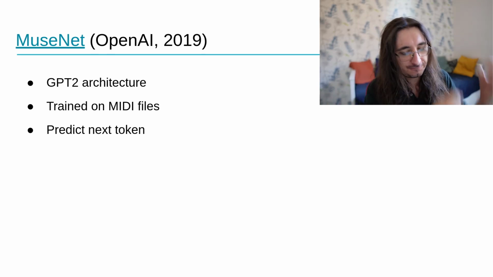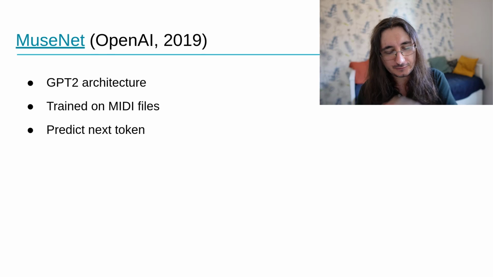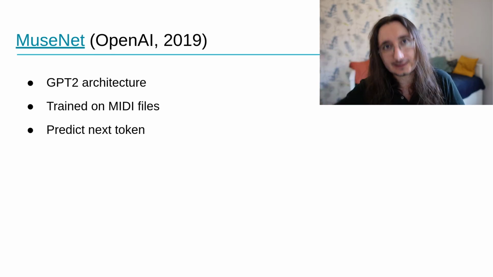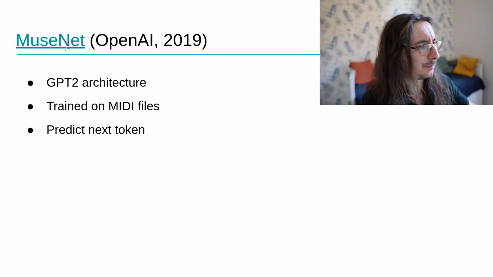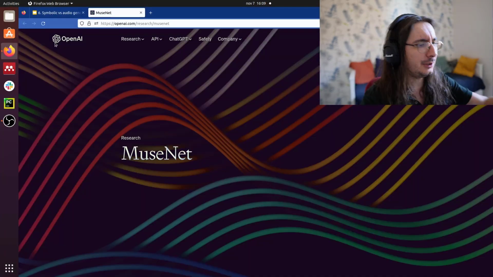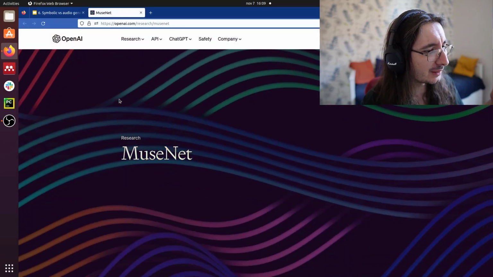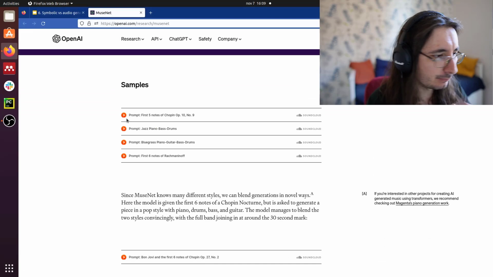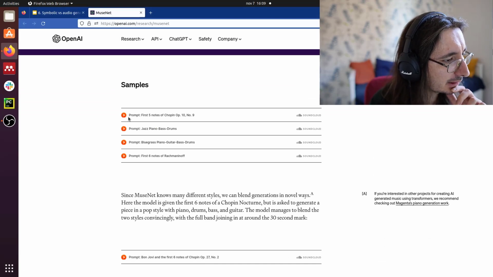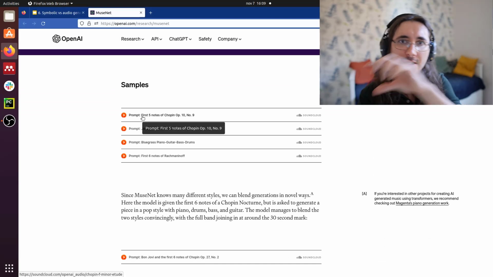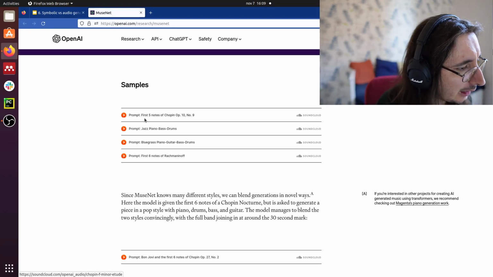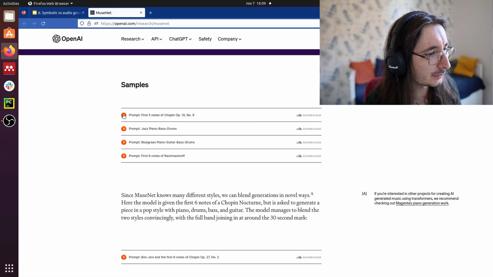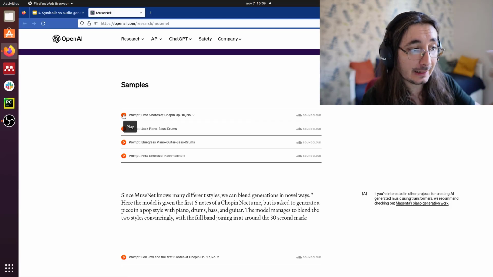So you can feed an initial sequence of notes, and MuseNet is going to give you the next token, the next note. Let's listen to some examples created with MuseNet. So here you have the whole MuseNet website, and now down here you have different things. Like for example, this one. So you have a prompt, the initial notes are 5 notes of a Frédéric Chopin musical piece. Let's listen to it.